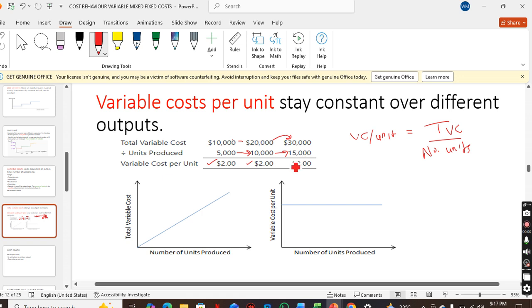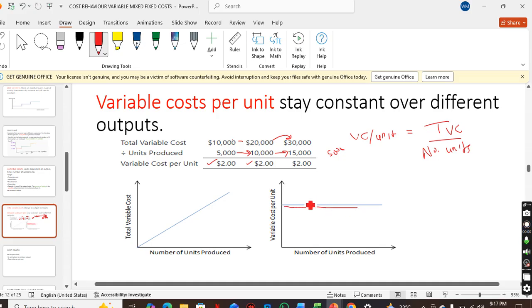So here the increase is a constant increase. That's why the variable cost per unit is staying the same, right? We're increasing our number of units by 5,000, so our cost is increasing by 10,000. So the change is just constant. That's why you're going to get a straight line like this.